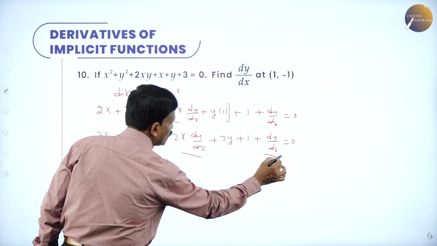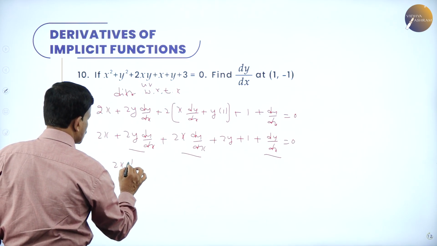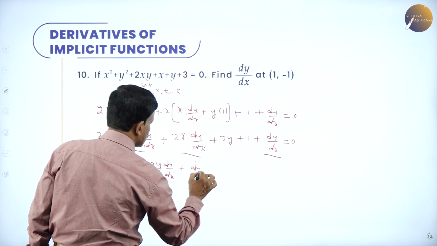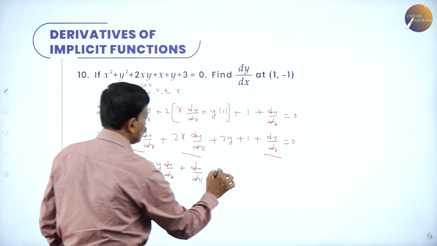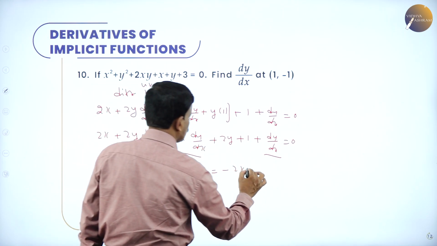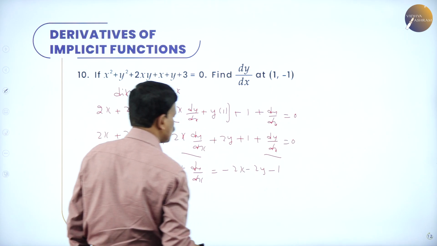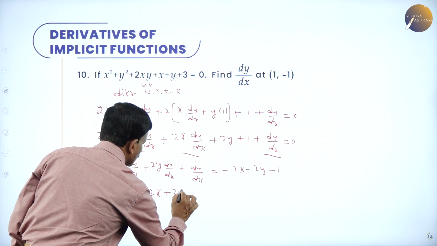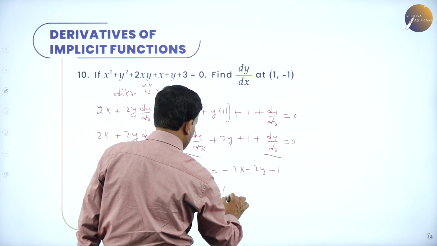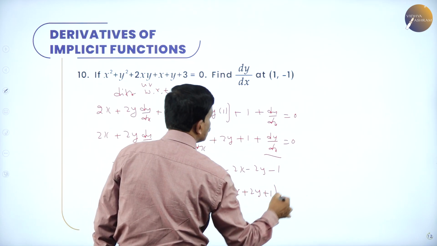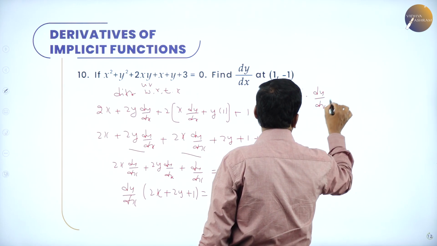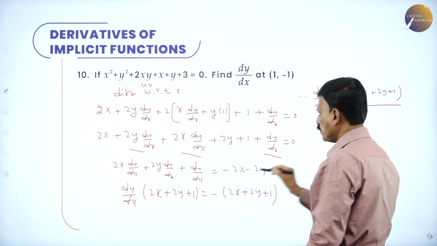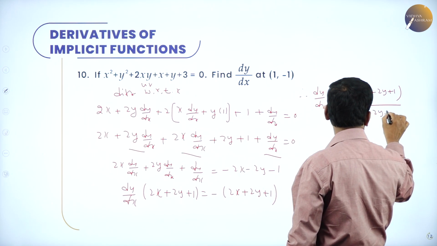Now equate the terms containing dy by dx. So what are the terms? 2x dy by dx plus 2y dy by dx plus this dy by dx is equal to, transferring the others, minus 2x, minus 2y, and minus 1. So here you can write dy by dx times (2x plus 2y plus 1) is equal to minus (2x plus 2y plus 1). Therefore dy by dx is equal to minus of 2x plus 2y plus 1 whole, divided by the denominator, which is also the same, 2x plus 2y plus 1.